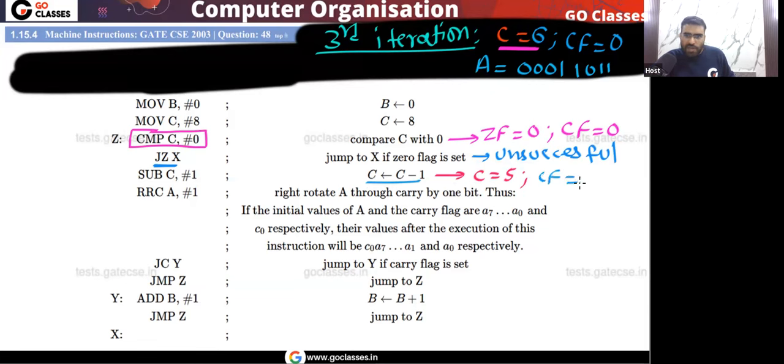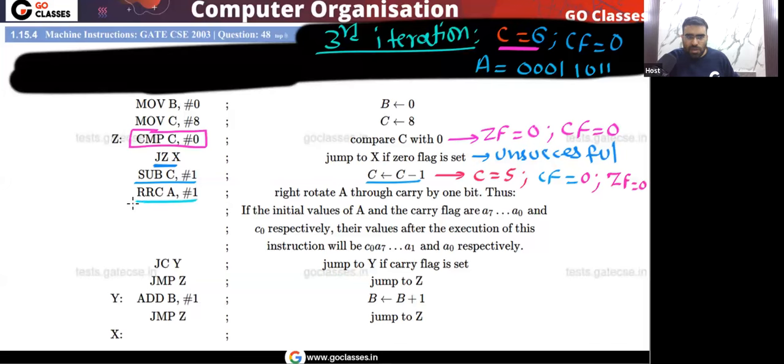What is the value of carry flag? Please tell me. This is subtraction. This will affect the carry flag. There is no need to borrow because you are doing 6 minus 1. Because there is no borrow, the carry flag is 0. Okay, and what about the 0 flag? That is also 0 because the result is not 0. Because the result is not 0, the 0 flag is not set.